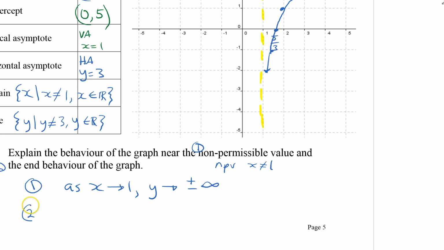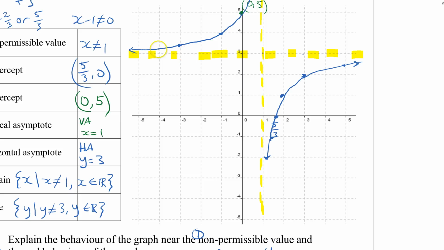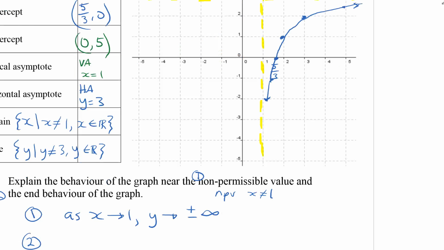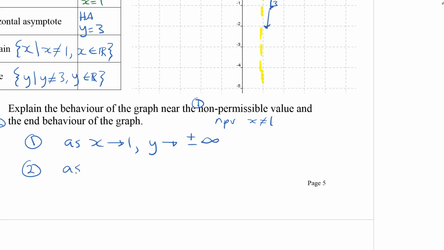Okay, my second one is the end behavior, so on the right hand side and the left hand side. So as x gets closer to positive infinity, my y value gets closer and closer to 3. As x gets closer to negative infinity, my y value again gets closer to 3. So I'm going to say as x approaches positive or negative infinity, y gets closer to but never touches, it approaches 3. Okay, so in this case when I'm doing those arrows, my arrow really stands for approaches. Gets close to, but never actually touches, and that's what an asymptote is.